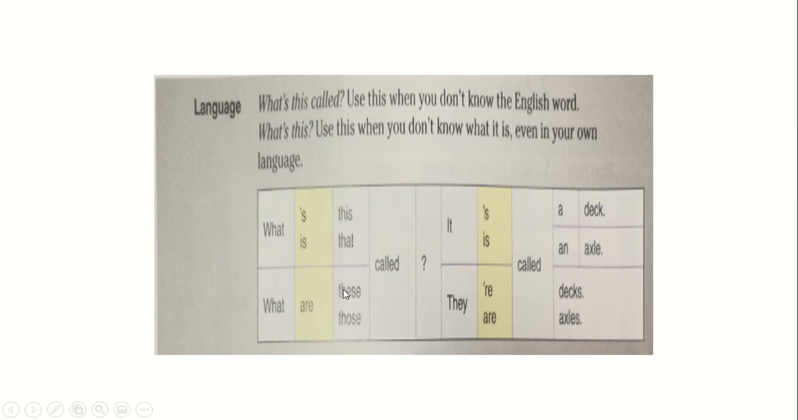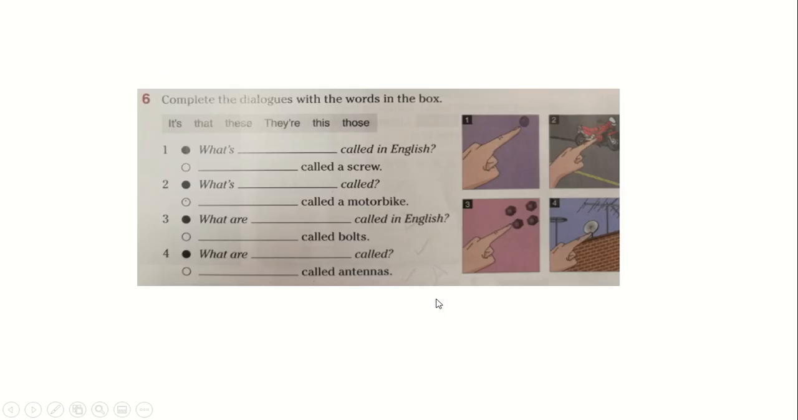But when we ask about these or those things, we use they. They're decks, they are axles. Also in the answer, is a deck, is an axle. Everything is singular, even the word it. They are decks. Everything is plural, are decks, are axles. Everything is plural, even the word they.